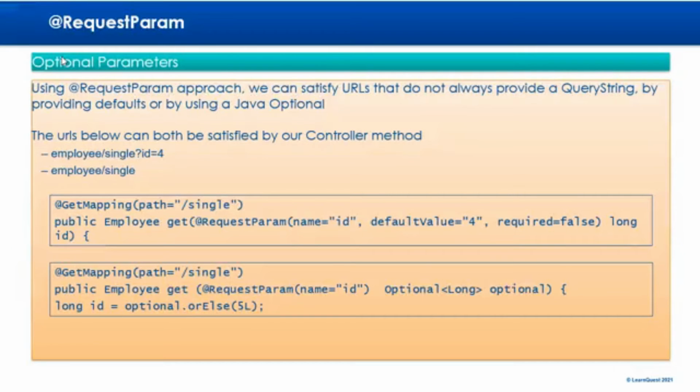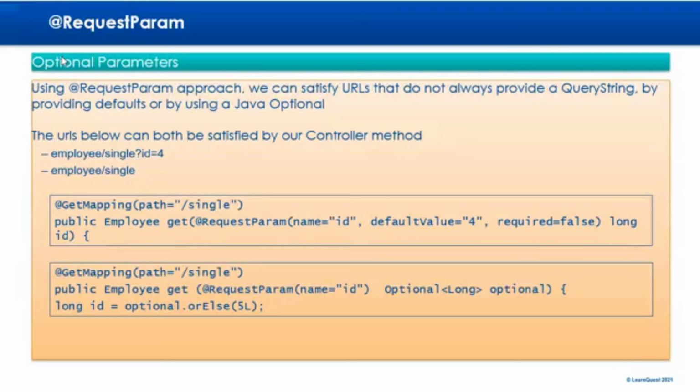And you can see my request param. I'm looking for something called name.id. Where did that come from? Well, we can see the URL employee single question mark ID equals 4. That's where it's coming from. And it will extract it out of the query string and place it into the long ID here.